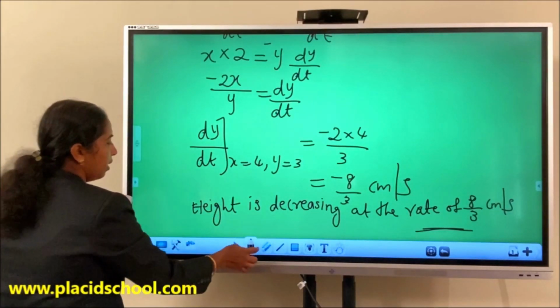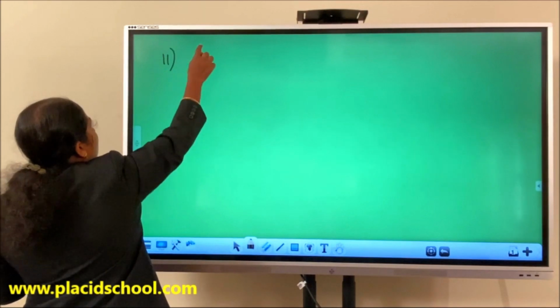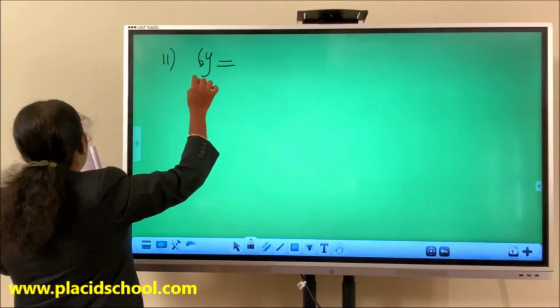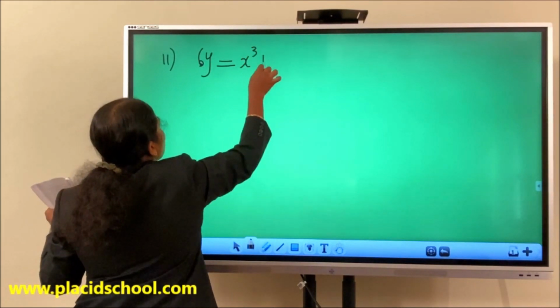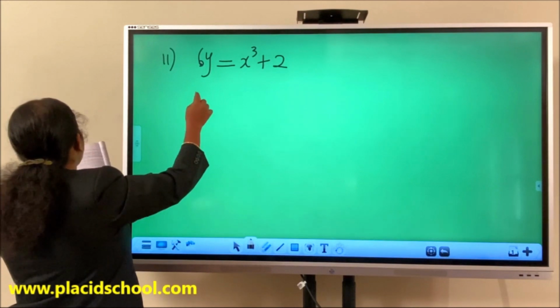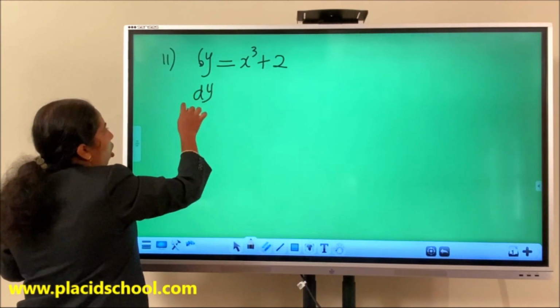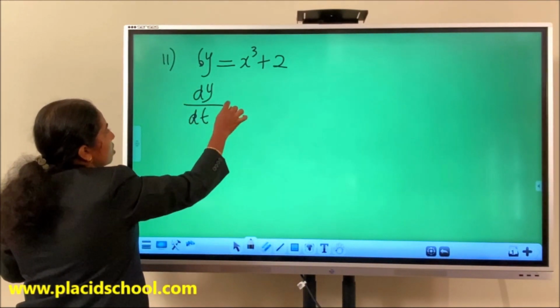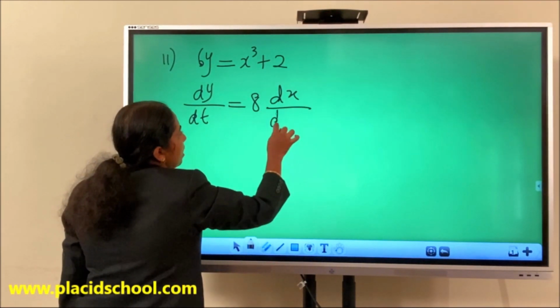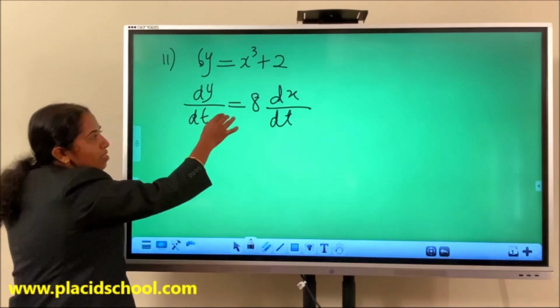Now question number 11. It is given the equation of curve as 6y equal to x cube plus 2. Also given in the question that rate of change of y coordinate with respect to time is 8 times the rate of change of x coordinate with respect to time. So this is the given condition.